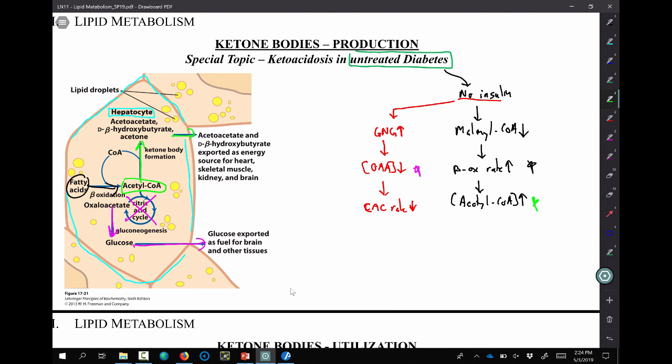Now we're getting to what we call ketoacidosis. What is that? All right, so in untreated diabetes, with no insulin there will be a fairly large concentration of acetoacetate or beta-hydroxybutyrate. This would be true of also just starvation. All right, but this acetoacetate, let's look at that.